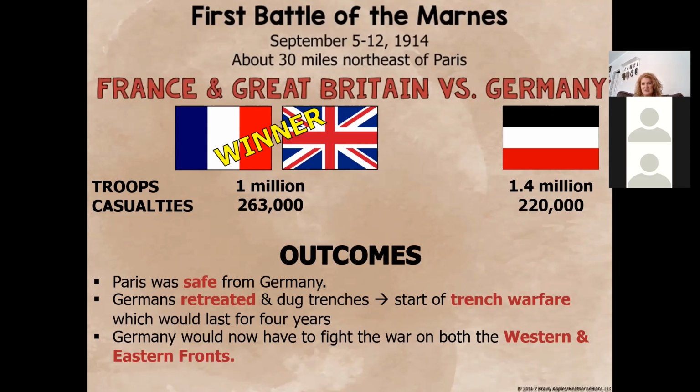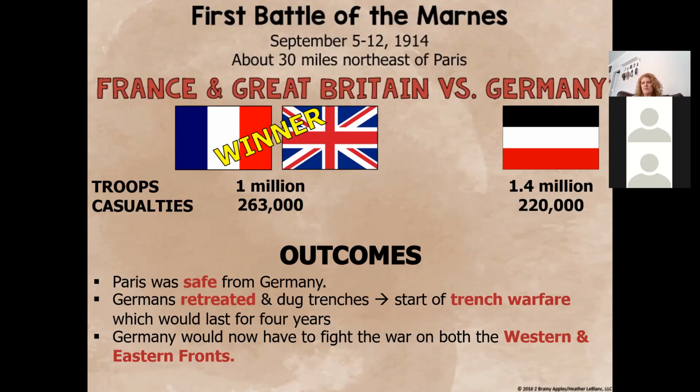Remember, Germany has been victorious over Russia. And this is another outcome of them underestimating how quickly they could take France. So Paris was safe from Germany. Germany was forced to retreat and dig the trenches because of this battle. This is the start of the trench warfare, that war of attrition that would literally last 4 years.